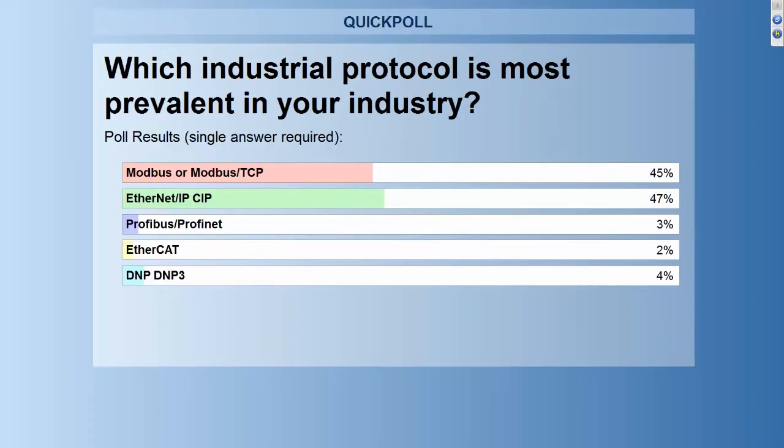Let's take a look at those results. Okay. Looks like Modbus is pretty big up there, but Ethernet IP, so SIP, is right. Those are the two big ones, Modbus and Ethernet IP. So Profibus, Profinet, not so much. Now, I'll bet you if you were in Europe, that would be the opposite of the Ethernet IP. But very interesting results, so great. Thanks for sharing that information with us.